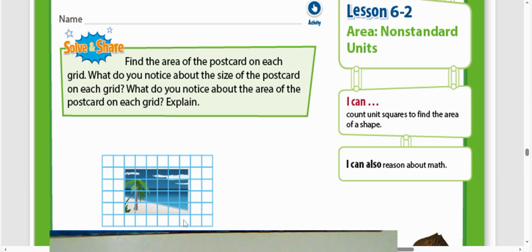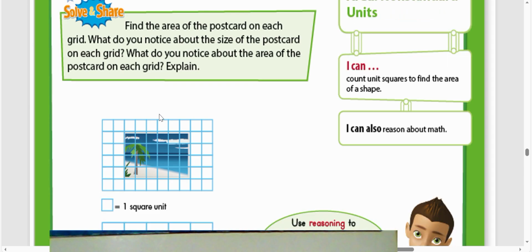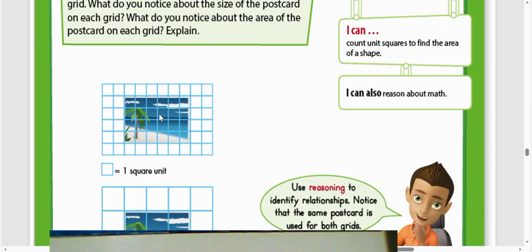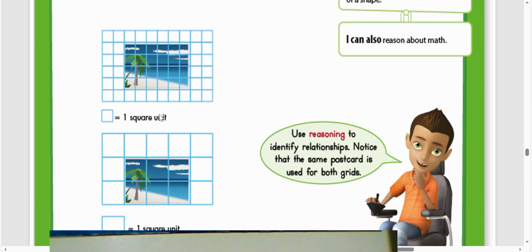Look at this picture. Find the area of the card on each grid. What do you notice about the size of the postcard on each grid? What do you notice about the area of the postcard on each grid? Explain. We can find the area by counting how many square units there are.